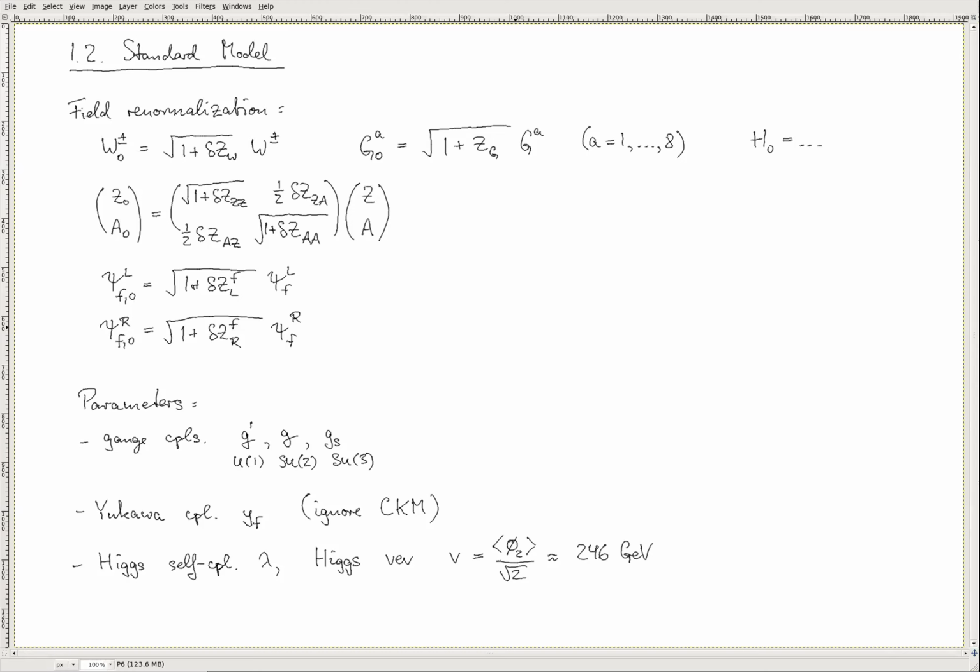Oh, sorry. Okay, now I understood. So Mayang's comment was, so this was not really a question. This was about what another student asked about the unbroken phase. And so he was pointing out in the unbroken phase, you should not talk about photon and Z, but you should talk about B and W3. And that's of course correct.